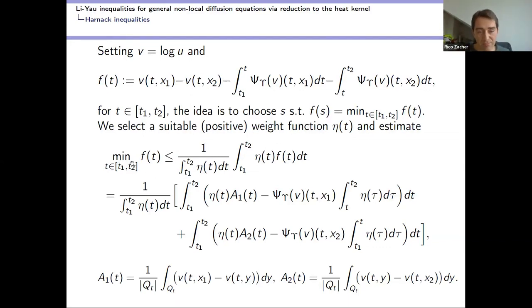And so you can estimate this minimum then by the integral. And here we have to incorporate a suitable positive weight function, eta. And we can then estimate this term in this way.